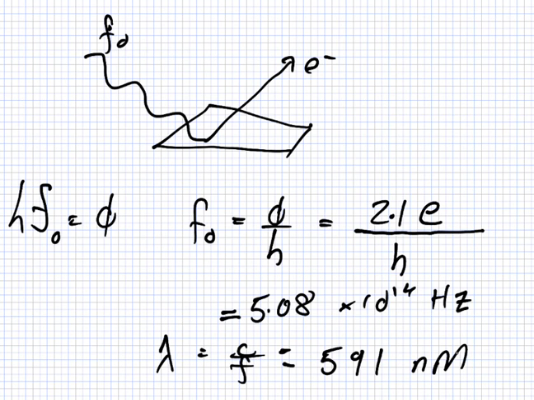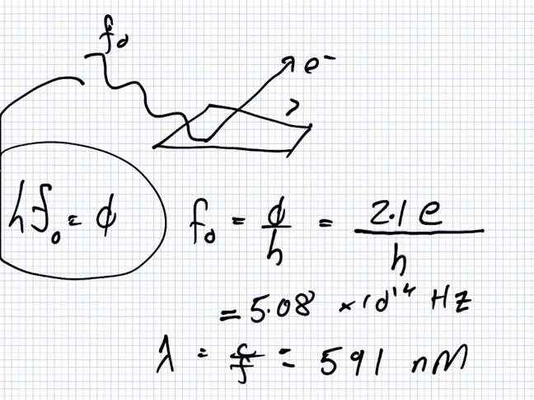The wavelength. Oh, there it is. 591 nanometers. That's the answer for the wavelength. And then the frequency is 5 × 10^14. Yeah. All I did, Louise, was I used this formula to get the frequency. And then when I get the frequency, I use this formula to get the wavelength.